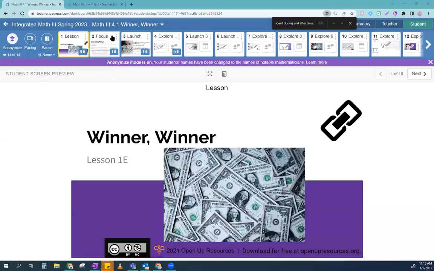All right, so what we're going to be going over is 4.1, which is called winner winner, and it's all about rational functions, rational expressions, and rational equations. Okay, so what rational just means, it just means it's a fraction. Okay, that's all we're thinking.